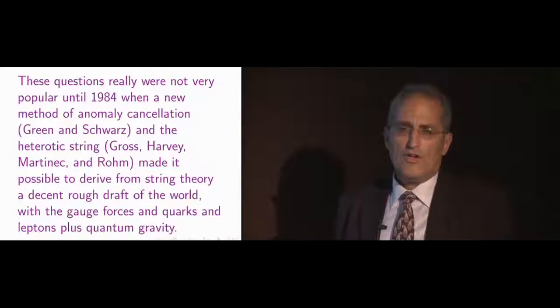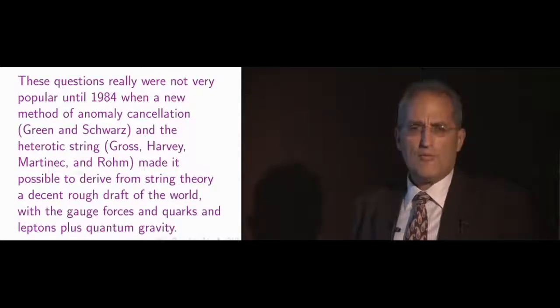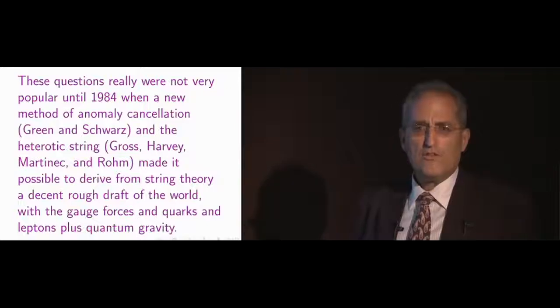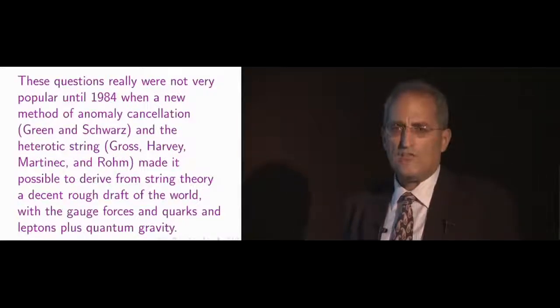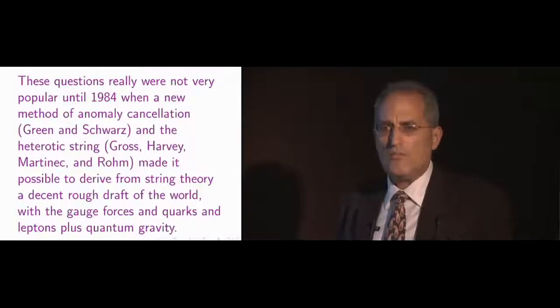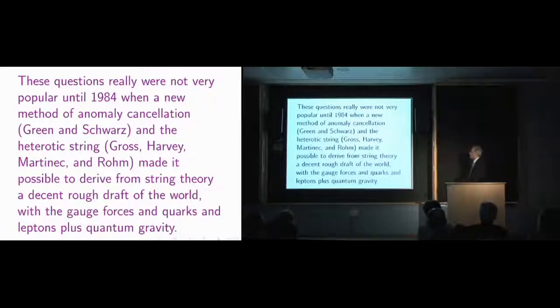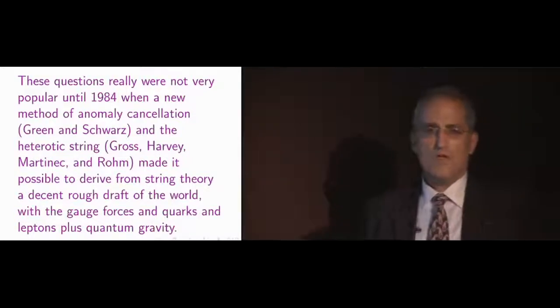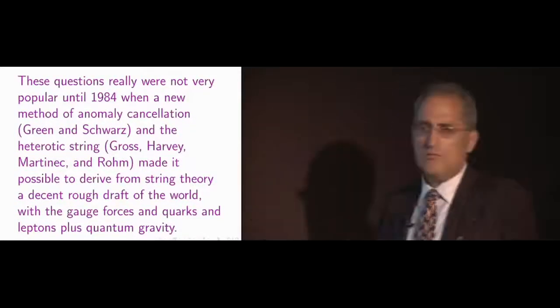Now, these questions were there in more or less the form I've stated them by the early 80s, but they weren't very popular questions. In fact, living through the period at the time, I was a bit puzzled at how neglected they were. I was, by the early 80s, familiar with the work that was being done by just a few physicists, Green, Schwartz, and Lars Brink, and not many other people, in trying to keep string theory alive or revive it and develop it. But there was puzzlingly little interest until 1984, when a new method of anomaly cancellation found by Green and Schwartz, and a new form of string theory found by Gross, Harvey, Martinec, and Rohm, made it possible to derive from string theory a decent rough draft of the real world, with the gauge forces and the quarks and leptons plus quantum gravity.